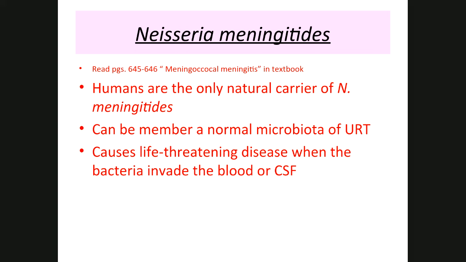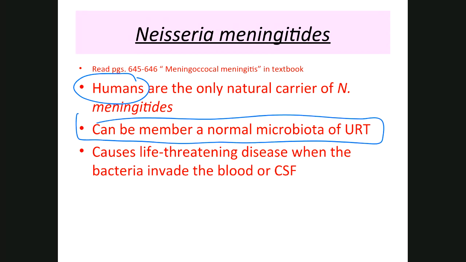The other Neisseria that we're going to look at quickly is Neisseria meningitidis, which causes meningitis. Again, this is a human organism, just like gonorrhea. Humans are the only carriers, the only reservoir. This is an interesting organism because many of us carry the organism as normal flora of the upper respiratory tract. It only causes meningitis when the organism manages to breach the blood-brain barrier and go into blood or into the cerebrospinal fluid.